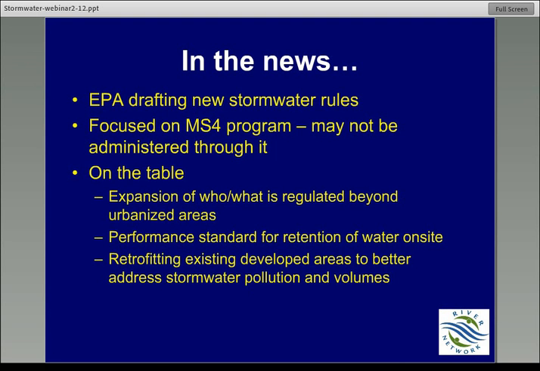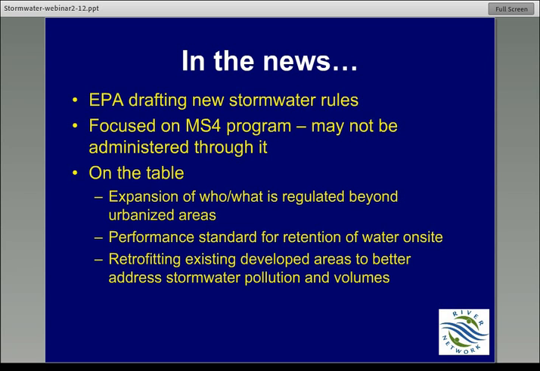Another piece that's in the news, as I mentioned, EPA is in the process, and has been for about 3 years, of drafting new stormwater rules. These rules will affect every municipal program in the country. They're focused on the MS4 program, but it may not be administered through it. There may be rules that are administered within and outside of the MS4 permits. They haven't said which they've decided on, but on the table are expansion of who and what's regulated beyond these urbanized areas, watersheds and connected entities and things like that.